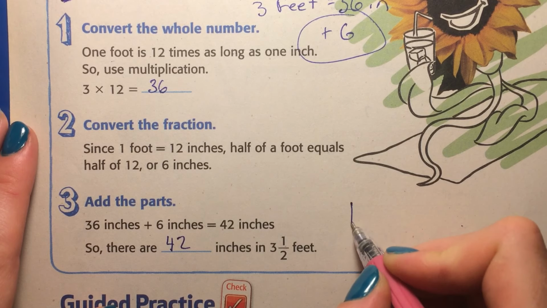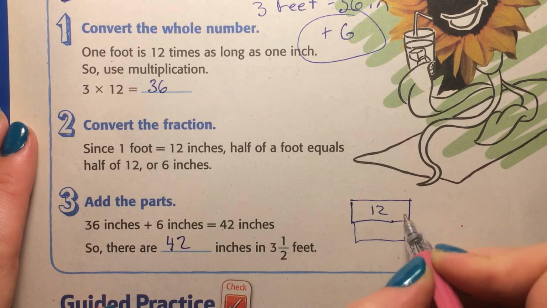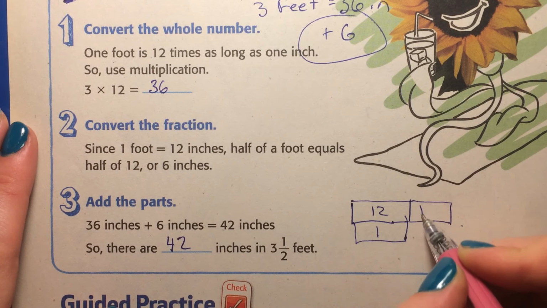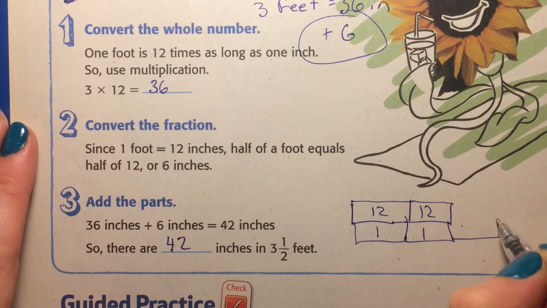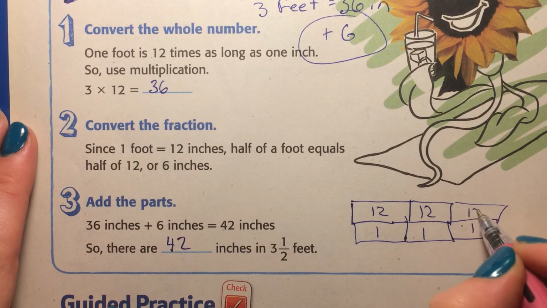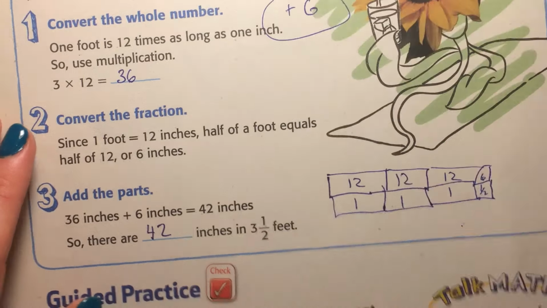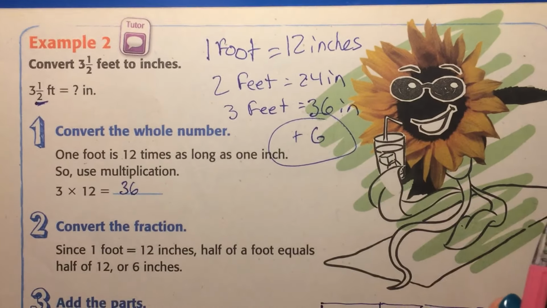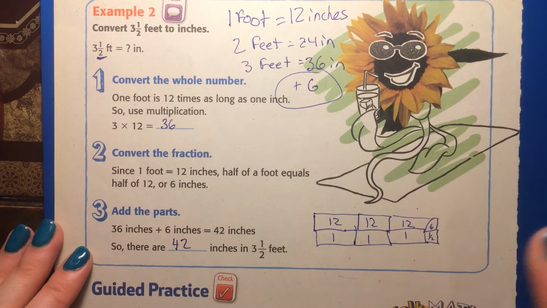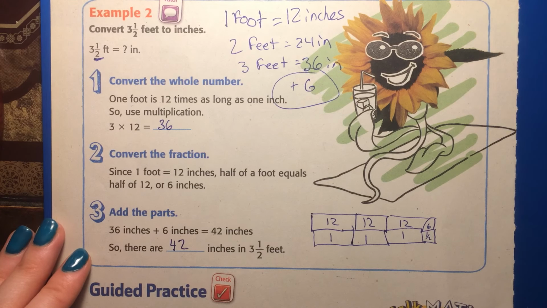And you could always model it. 12 inches is 1 foot. 1 foot is 12 inches. And then half a foot is 6. You could add it up that way. So there's lots of ways to do it, but probably multiplication is the easiest. But if you get stuck with multiplication, you can always model and draw it out.